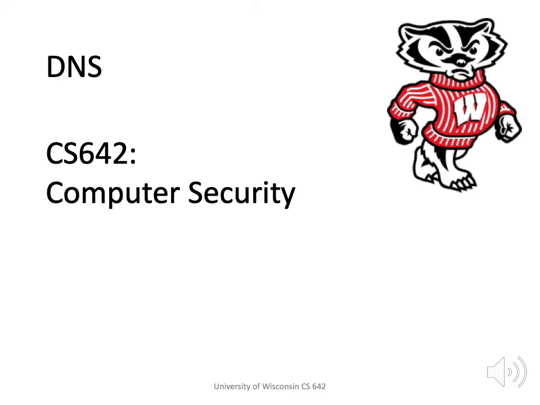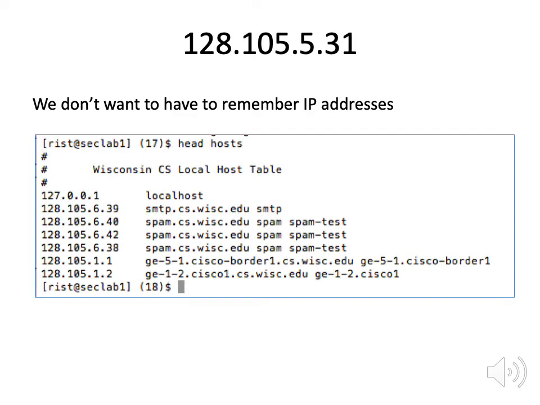Today we'll be talking about the domain name system, or DNS, and security vulnerabilities. So let's start off with the motivation for DNS. If you think about how you actually send packets, as we talked about using IP, we need to send it to an IP address such as this IP version 4 address, 128.105.5.31. The problem is we don't want to have to remember these IP addresses, so instead we would like to use names. These names are called DNS names.